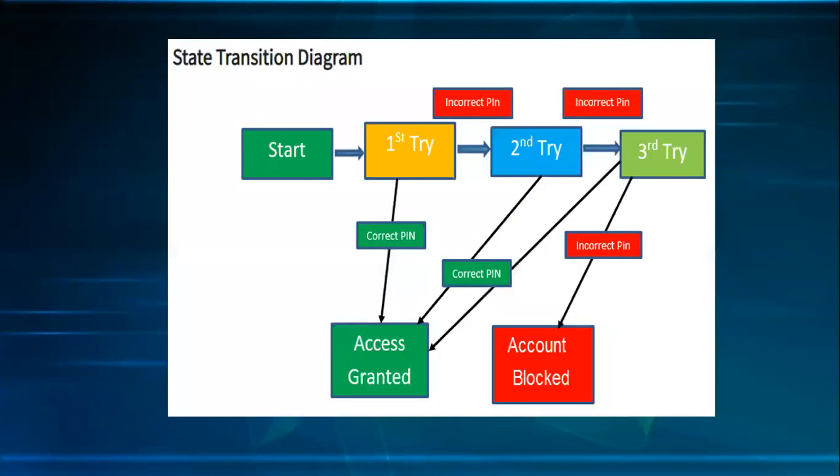Let's look at this diagram. This is the state transition diagram. So start like this, start, first trial. I want to withdraw some cash. In my first trial, I know my password, everything. So I've given it a try. The first time I enter it, it is the correct PIN, and I was granted access. Let's try the second time.